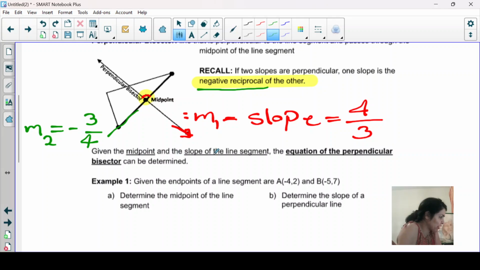Given the midpoint and the slope of the line segment, the equation of the perpendicular bisector can be determined. Because you have one point, the midpoint, and when you have the slope of the line segment, you have the slope of the perpendicular line as well. You just flip it and multiply by negative. If it is negative, it becomes positive.